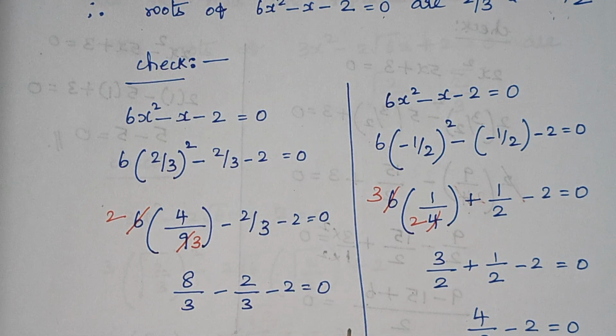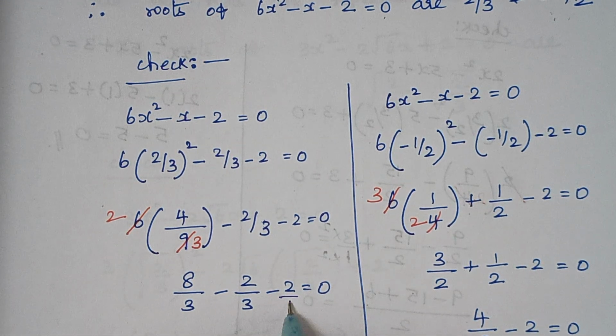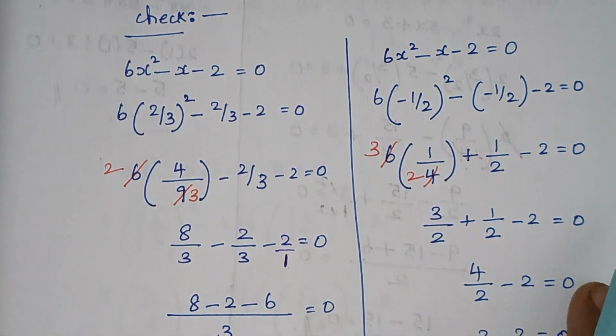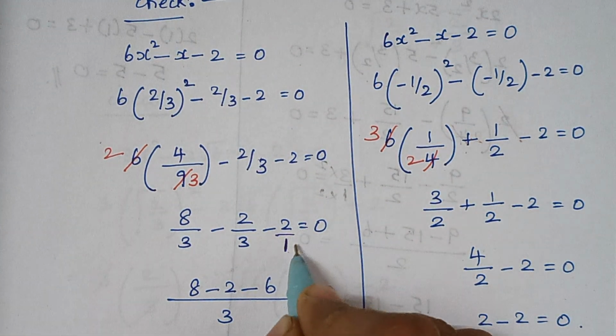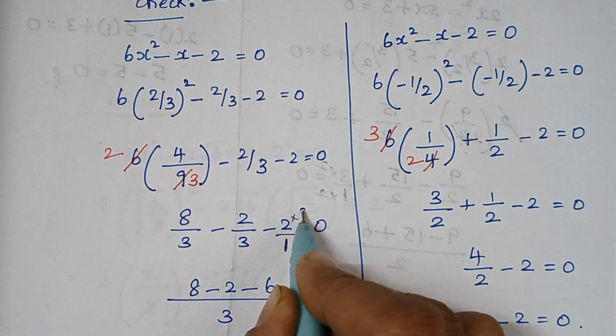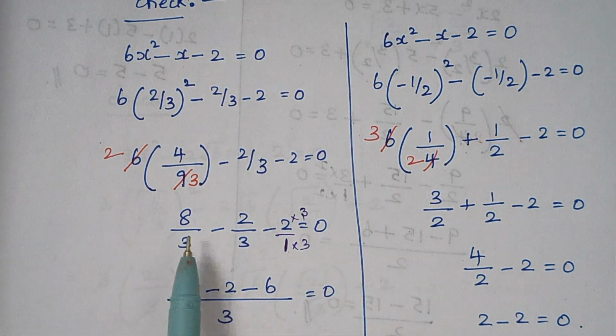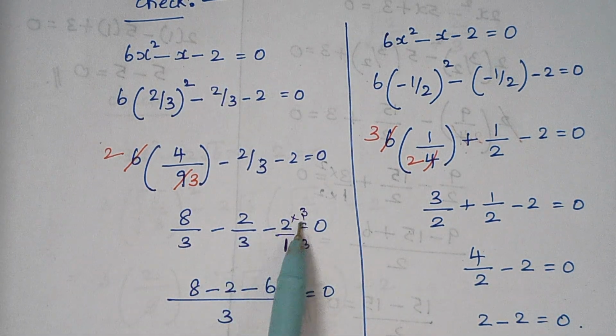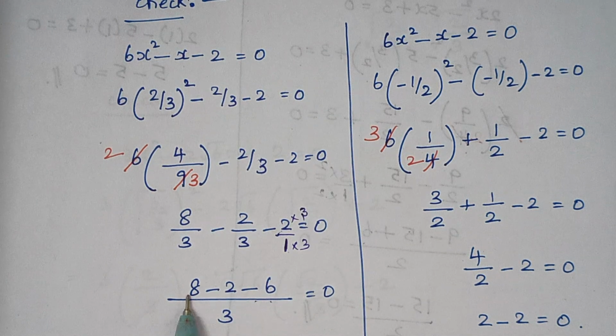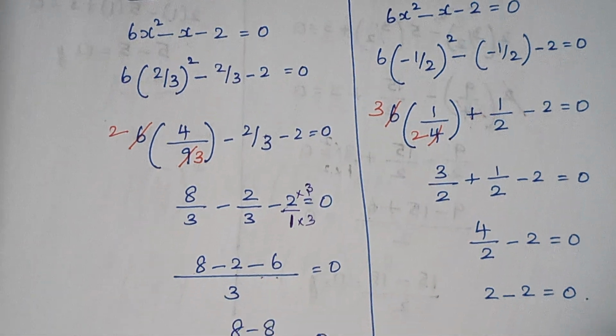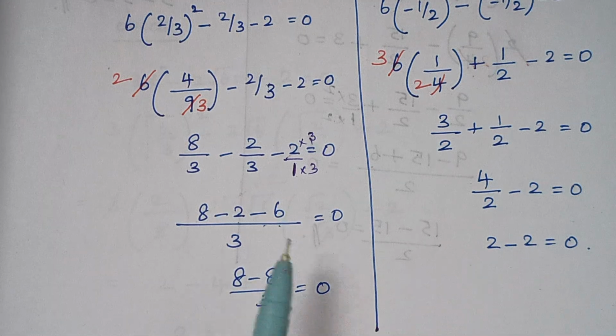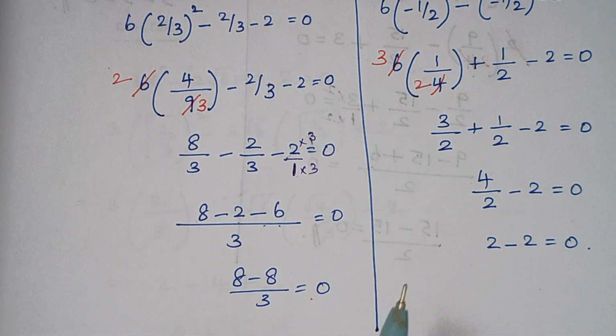The next step is we have to take the LCM because here the denominator term is 1. So when you take LCM, we are going to multiply this term by 3, so I am multiplying the numerator by 3. So 8 minus 2 minus 2 into 3 is 6. So 8 minus 2 minus 6 by 3 is equal to 0. Finally 8 minus 8 is 0. So hence this answer is correct.